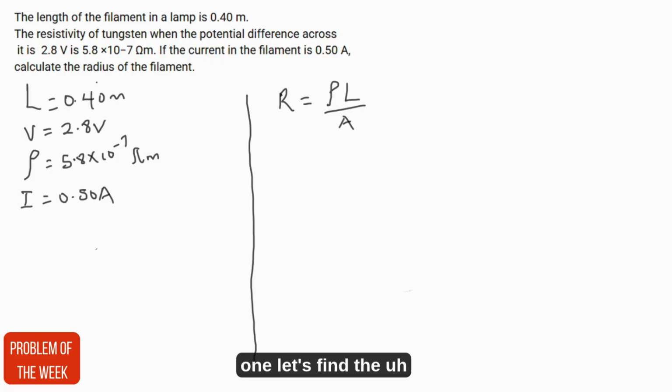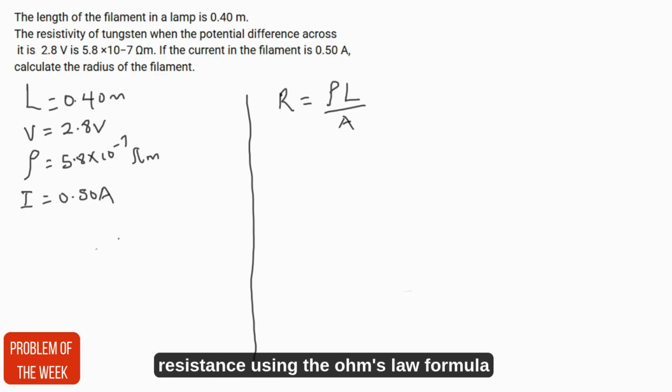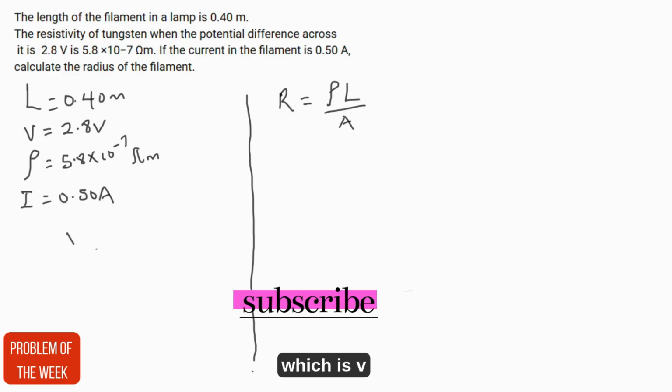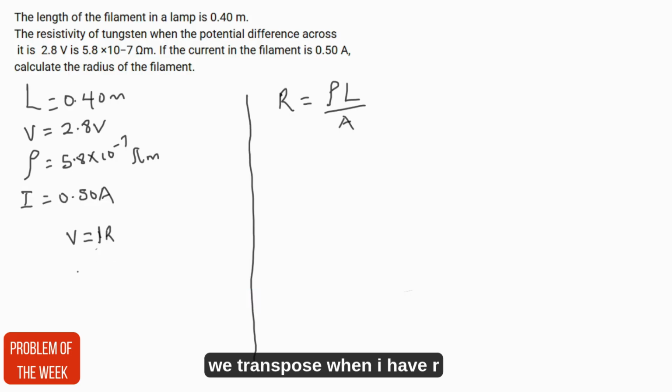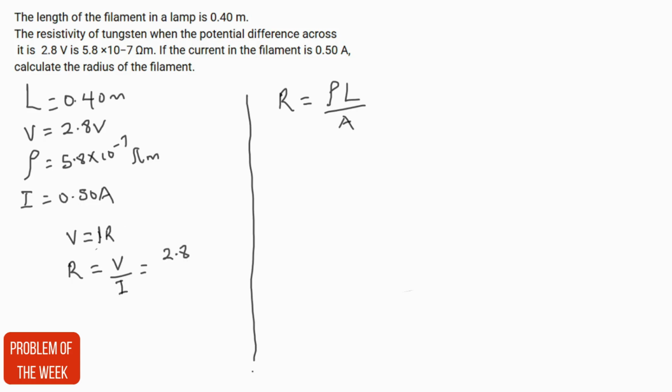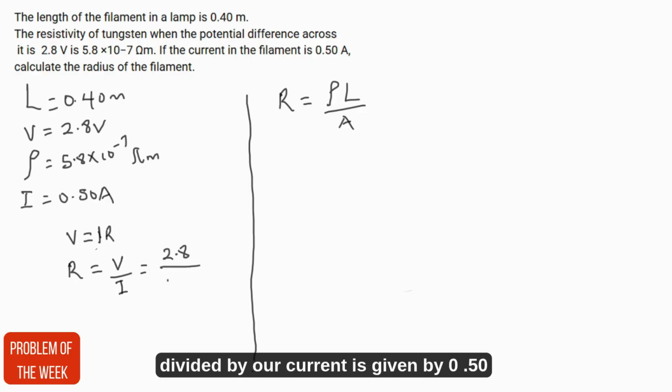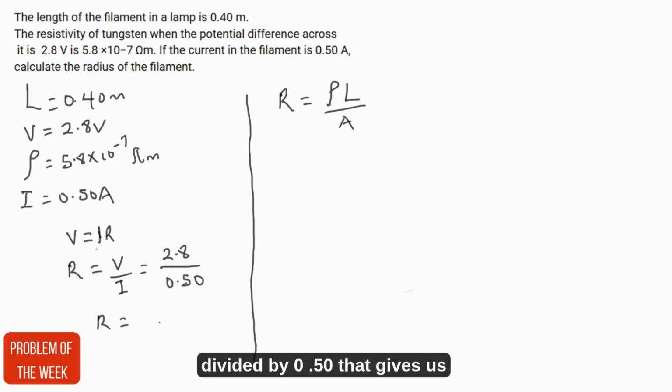So step one, let's find the resistance using the Ohm's law formula, which is V equal to IR. So we transpose, we now have R equal to V, voltage, over the current. So our voltage is given as 2.8 divided by our current, which is 0.50. If you put that in your calculator, 2.8 divided by 0.50, that will give us 5.6 ohms.